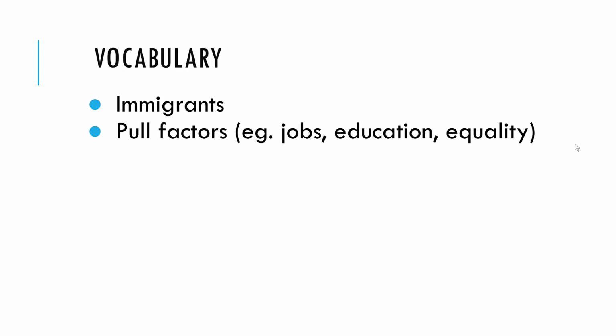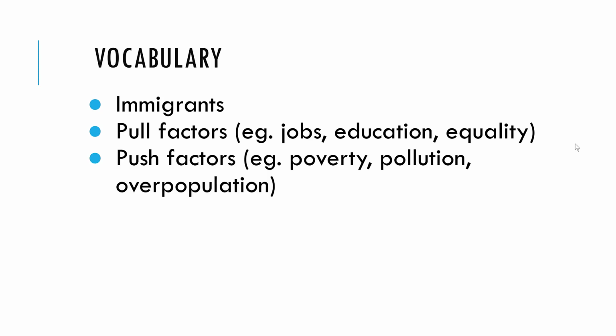Vocabulary. Okay, so key vocabulary here, and we went over some of it in class. Immigrants. Pull factors. So, for example, jobs, education, and equality. Push factors. Poverty, pollution, overpopulation. We also talked about other ones like war and starvation. What is a refugee?